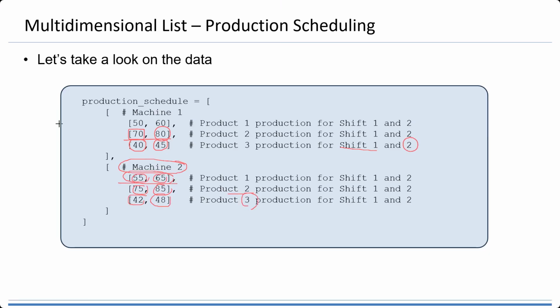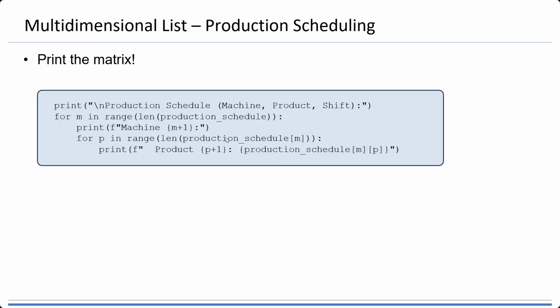Okay. Then in this case, we have 3 dimensions. The first dimension is this one. The second dimension is this one. And the third dimension is this one. Okay. So you can print the production schedule. In this case, there are two machines, 3 products, and 2 shifts.